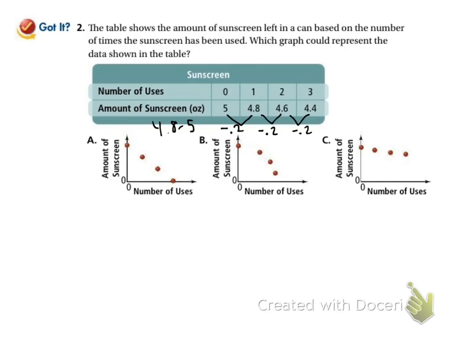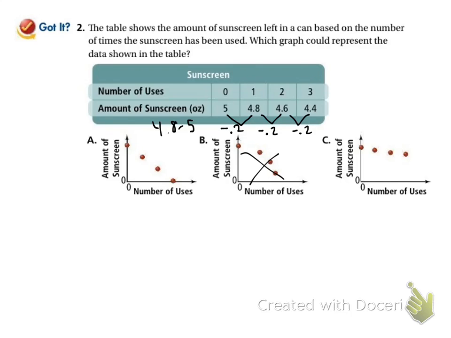So my graph is going down, and it's going down a constant amount. So it's not B, because that's going down by a lot, or by a little and then a lot, a lot, a lot. So it's not that one.